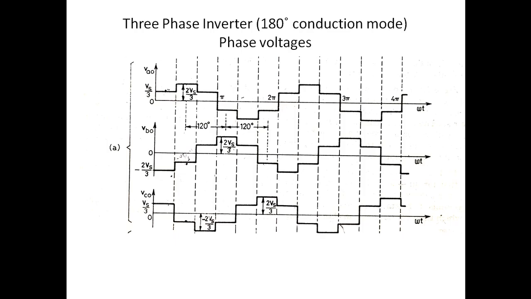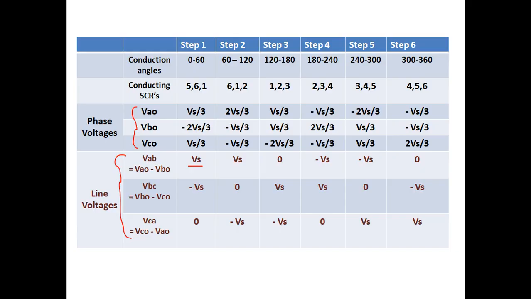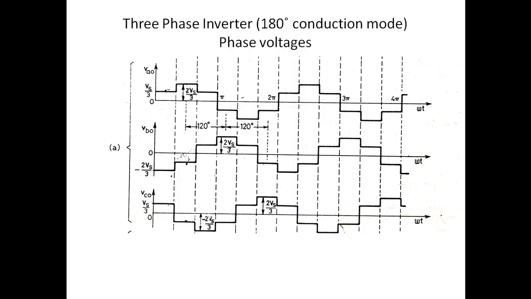So this will be your phase voltage waveform, that is Va0. First it will be for 0 to 60 degree, it will be Vs by 3, and 60 to 120 it is 2Vs by 3, 120 to 180 plus Vs by 3. So here it will be Vs by 3 for 0 to 60 degree, and again 2Vs by 3, and again here Vs by 3. So this will be for half cycle, and it will repeat in the negative half cycle.